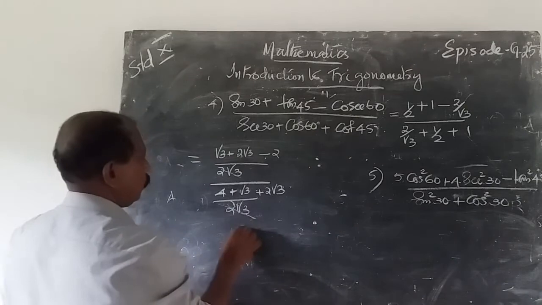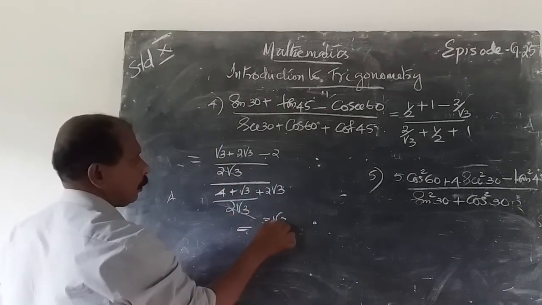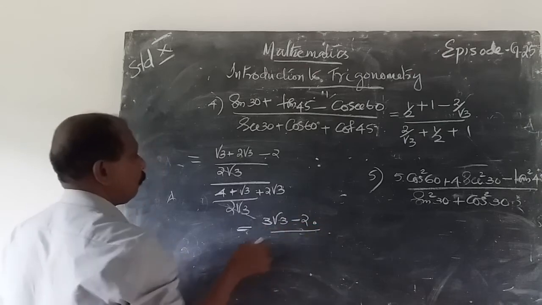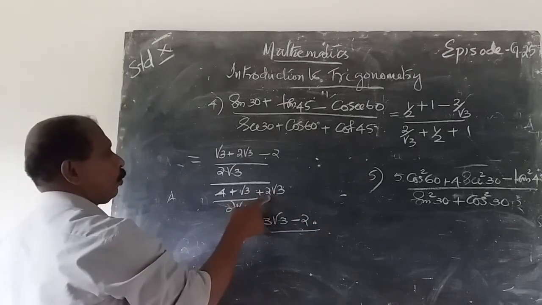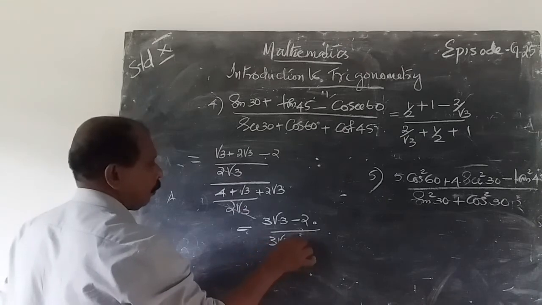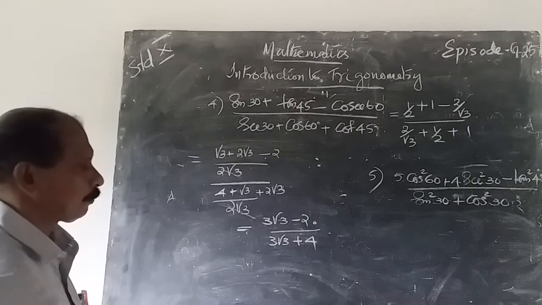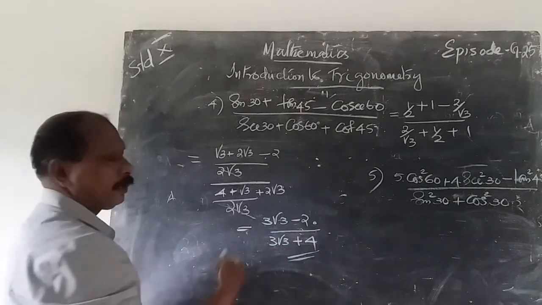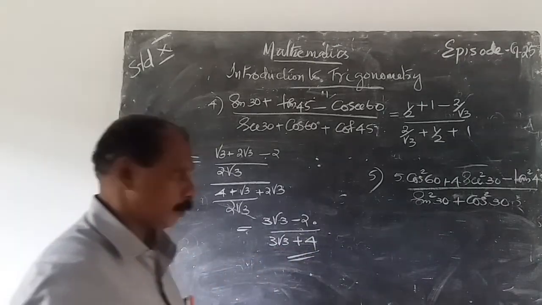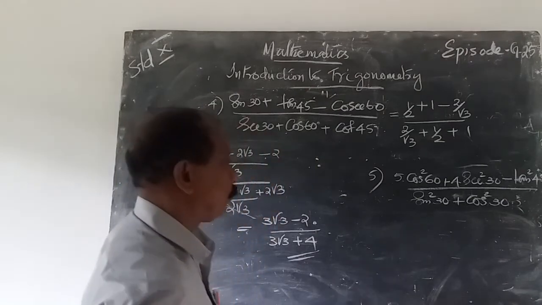That is equal to 2 root 3 plus root 3, 3 root 3 minus 2 by 2 root 3 plus root 3, that is 3 root 3 plus 4. This is the answer. Otherwise we can rationalize the denominator. That is the answer of the fourth question.